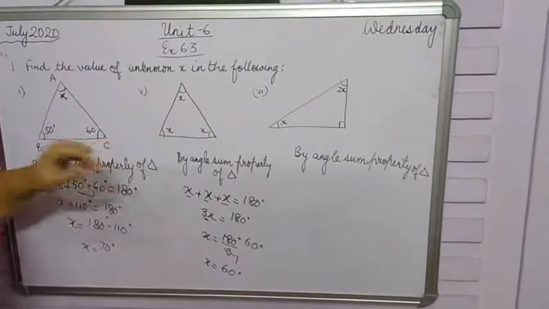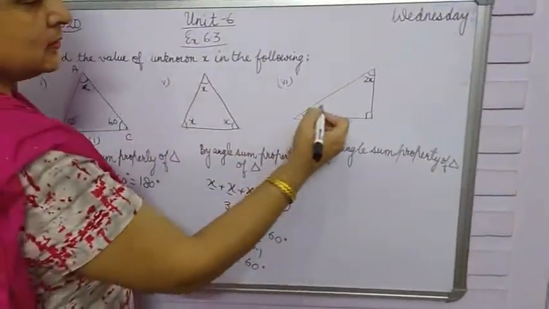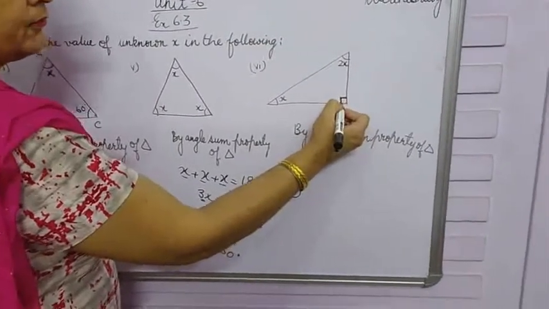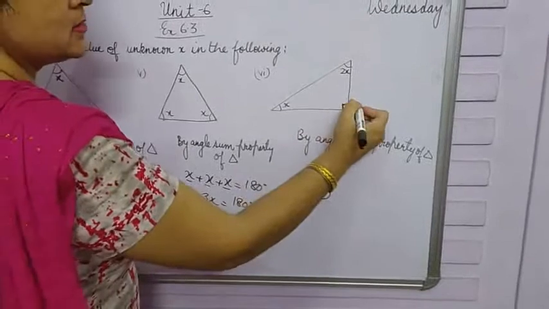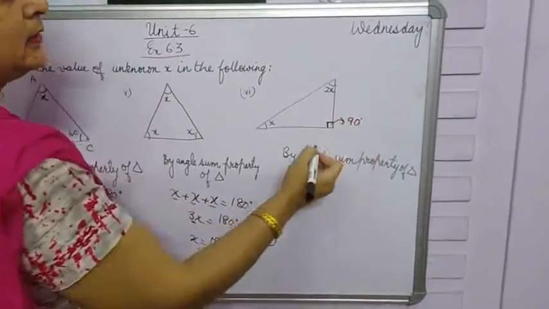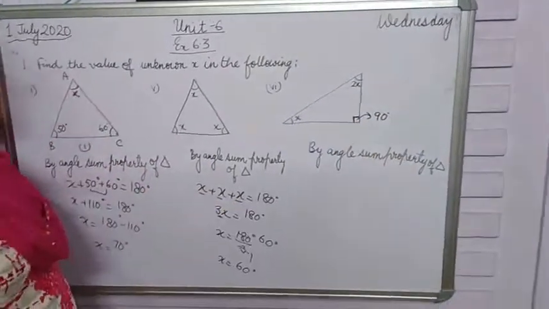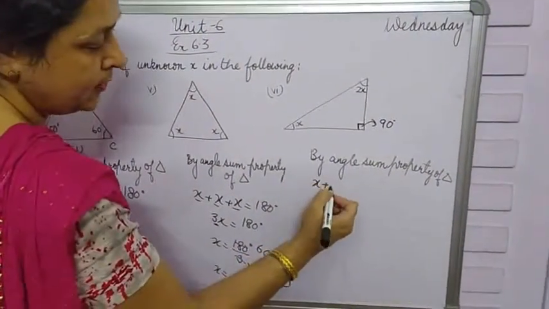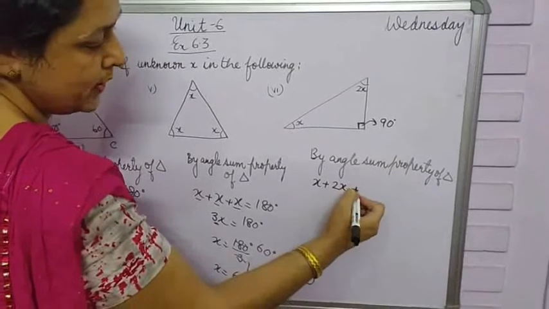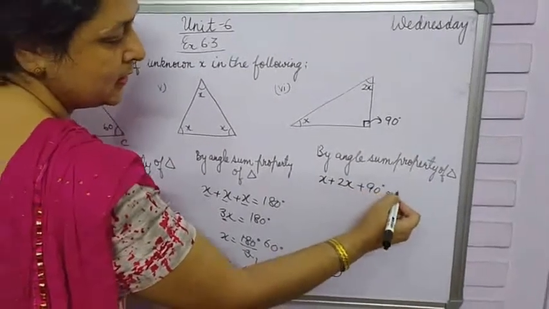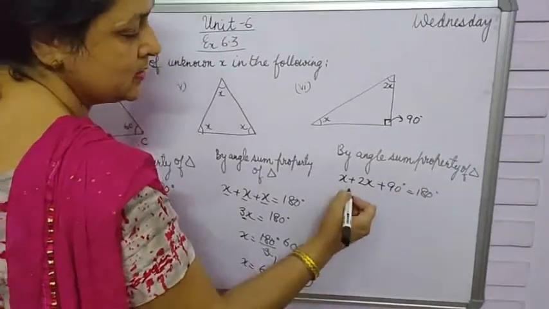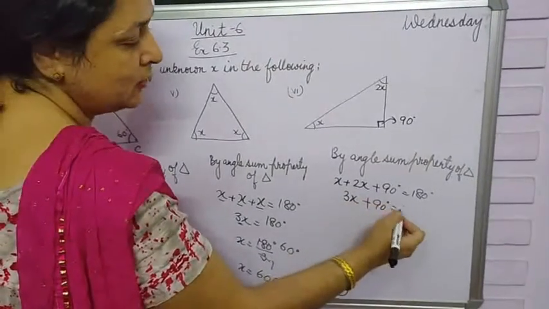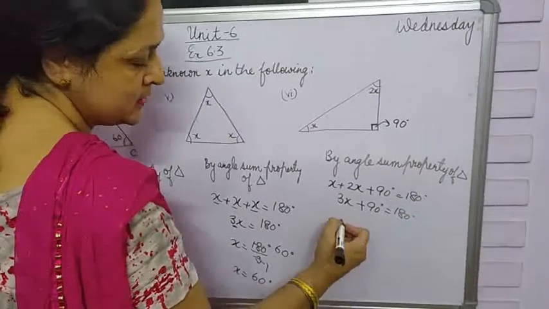Now the sixth part. Here one angle is x, the other is 2x, and the third one is shown by this symbol. So this is always equal to 90 degrees. Wherever you see a symbol like this, it represents a right angle. So let us apply the angle sum property here also. So x plus 2x plus 90 degrees is equal to 180 degrees. x plus 2x is 3x, and 90 when it will go to that side, it will be subtracted.